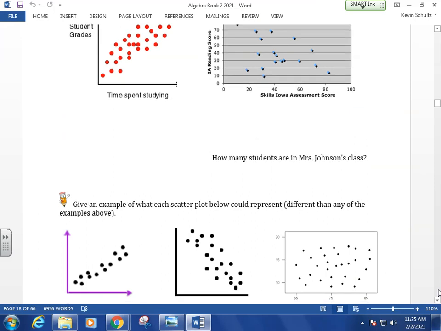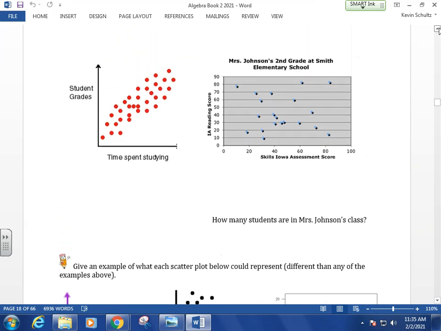Okay. Then the next page, we've got a couple more here. This one, time spent studying, student grades. What's the correlation? What's the conclusion? The next one, Mrs. Johnson's second grade at Smith Elementary School. We've got the Iowa Assessment Score and the Iowa Reading Score. And the question here is, how many students are in Mrs. Johnson's class? This is a type of question we haven't talked about yet. How would you figure it out?